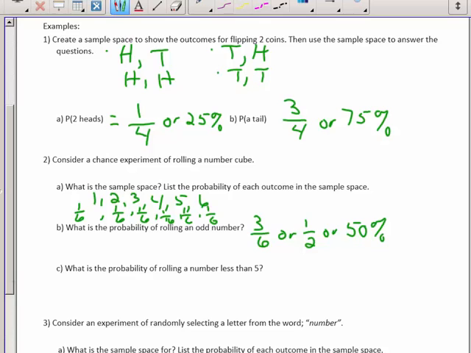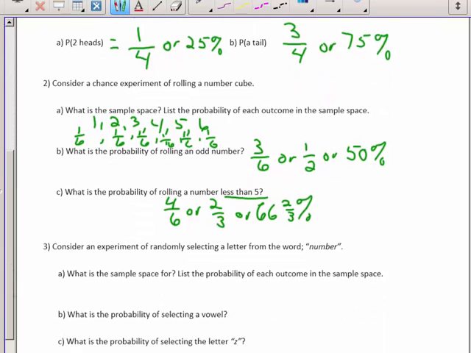What is the probability of rolling a number less than 5? So less than 5 means you can't count 5. So we have 1, 2, 3, 4 of them. 4 out of 6, or 2/3, or 66 2/3%.